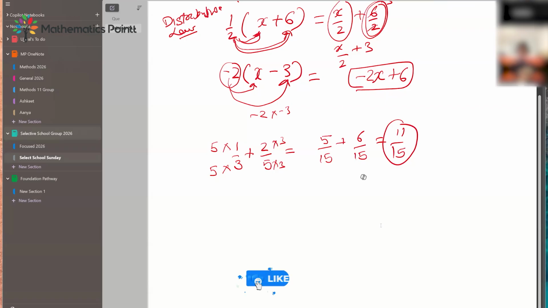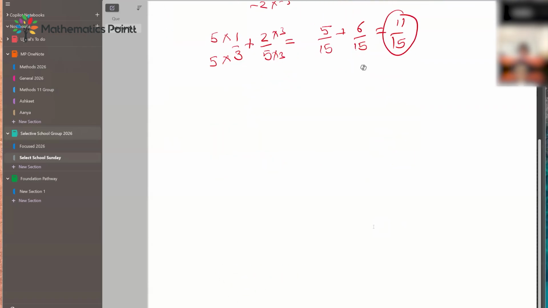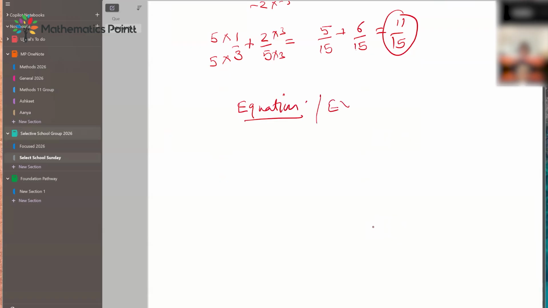With that in mind, let's understand what is an equation and what is the difference between an equation and an expression. I think this was the very first lesson last year, September, that I dug into. I'll just quickly summarize it again.